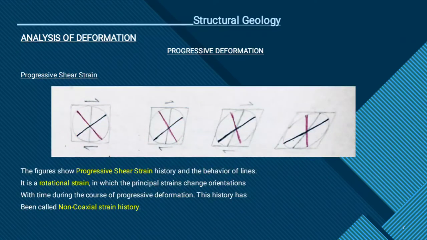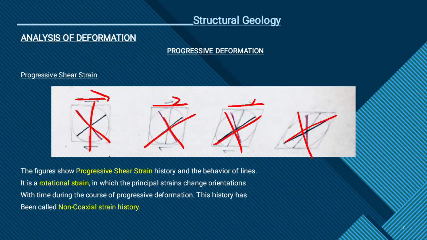Next slide. Now progressive strain is rotational. See, it is rotational, non-coaxial. The earlier one was a coaxial strain history; this is a non-coaxial strain history. See, the principal axis is not coinciding, it gets rotated. In rotational strain, the principal strain direction changes orientation with time during the course of progressive deformation.